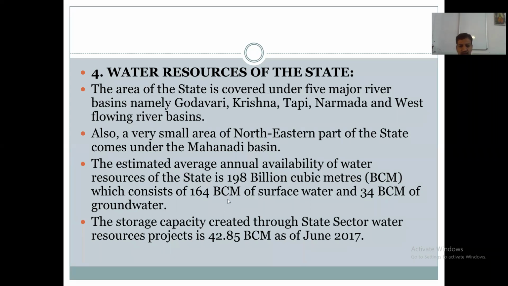The average annual availability of water is estimated to be 198 billion cubic meters. This consists of 164 billion cubic meters of surface water and 34 billion cubic meters of groundwater. The storage capacity created through the state water sector is 42.85 billion cubic meters up to June 2017.